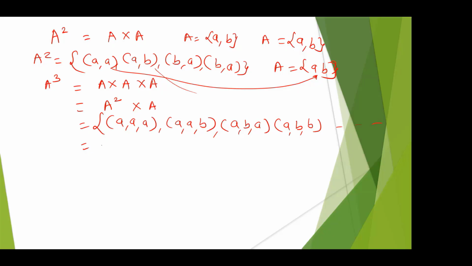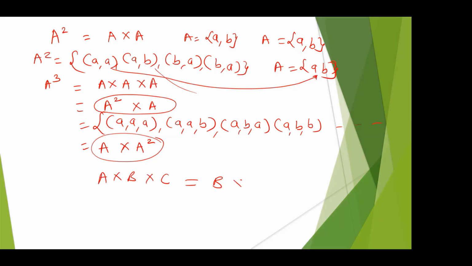You can do the other way around. Since all are A's, you can also do A Cartesian product A square. That will also give you a similar result, so this is correct and this is also correct. Although the sequence might change, it should give you the same number of elements. But if we are talking about A Cartesian product B Cartesian product C, then we cannot say that these are the same. Since these sets are all A's, we can do it both ways.